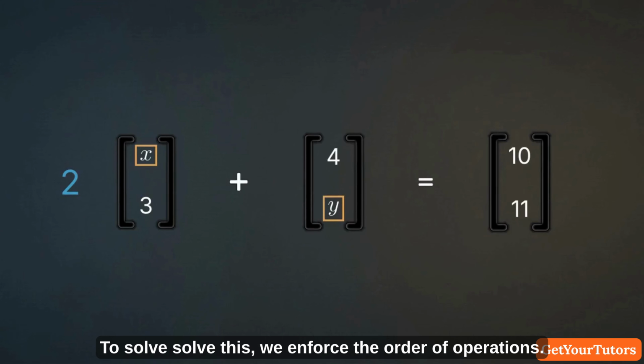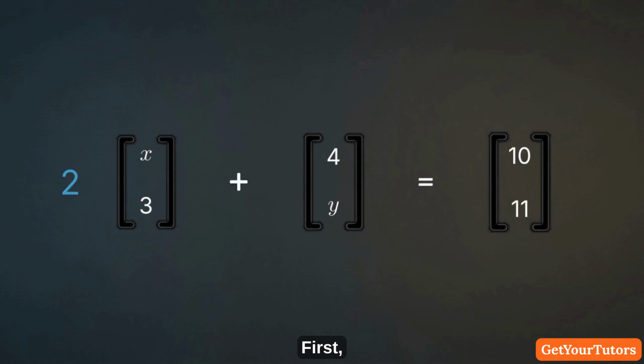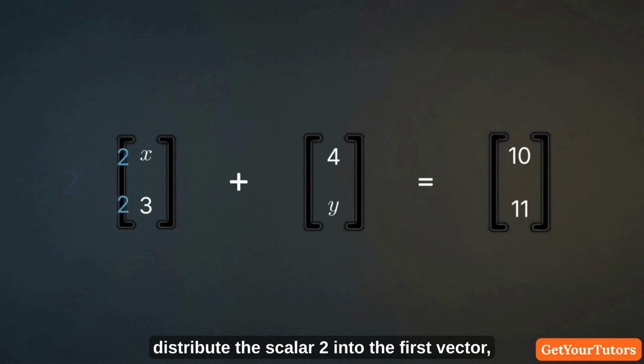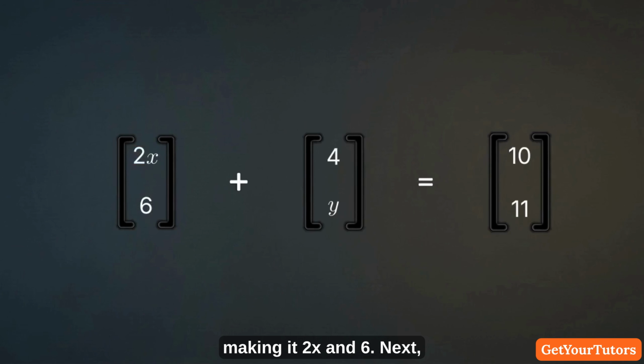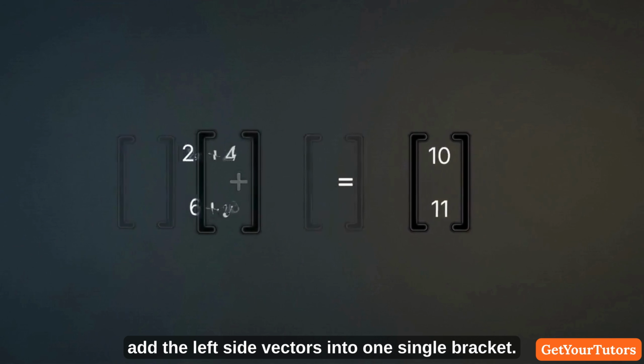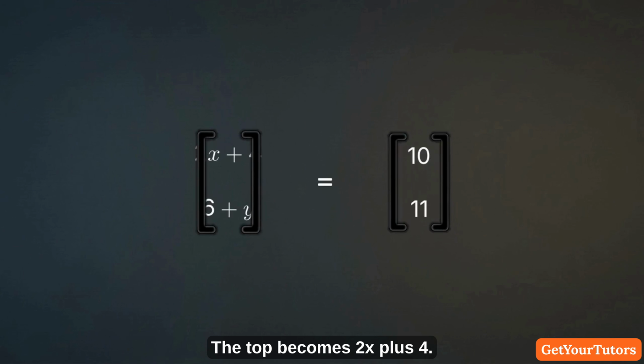To solve this, we enforce the order of operations. First, distribute the scalar 2 into the first vector, making it 2x and 6. Next, add the left side vectors into one single bracket. The top becomes 2x plus 4. The bottom is 6 plus y.